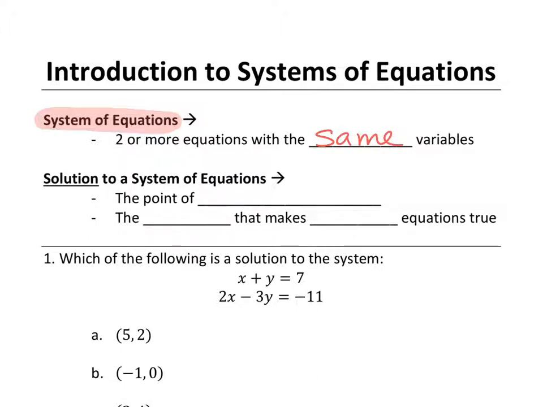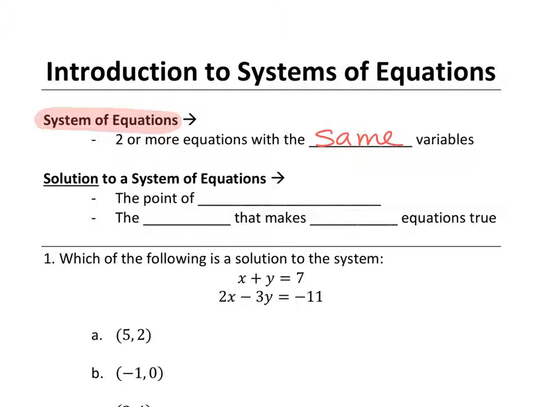So just like those ones we just did had both hearts and diamonds in them when we were trying to figure out what they were worth, these are going to both have x's and y's, or a's and c's. Whatever we're going to use for our variables, they have to show up in both equations. It's a system of equations.